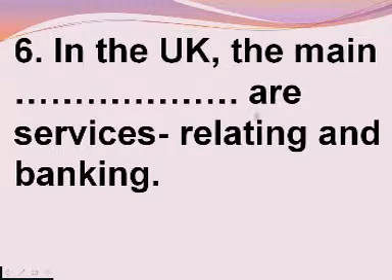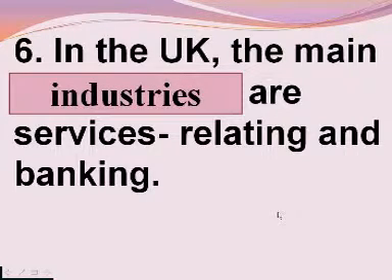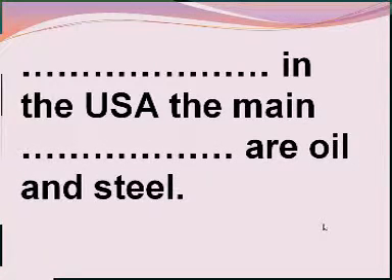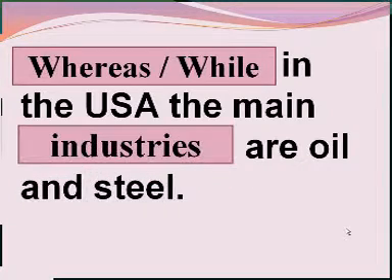In the UK, the main dots are services relating to banking. The main, what do you think? The main industries. In the UK, the main industries are services relating to banking. Dots in the USA, the main dots are oil and steel. Whereas, or while, in the USA, the main industries are oil and steel. The things they make.